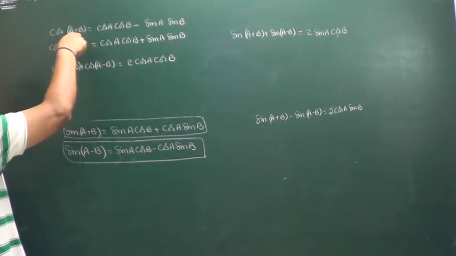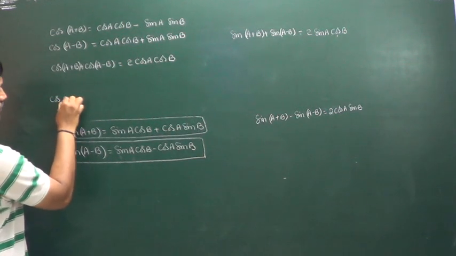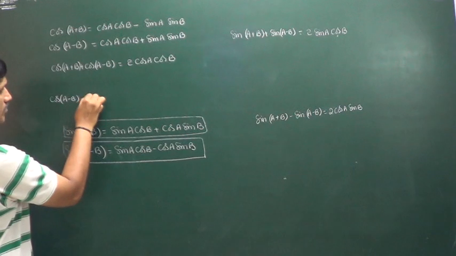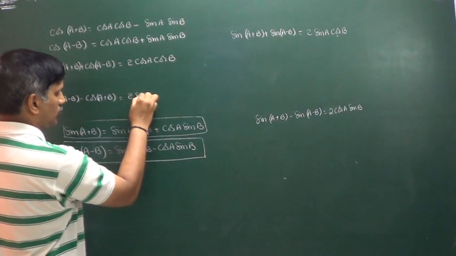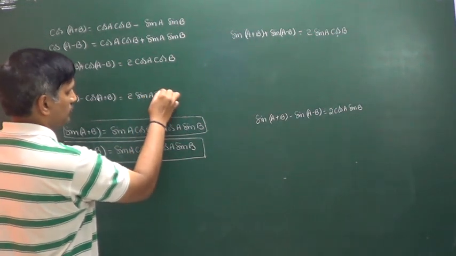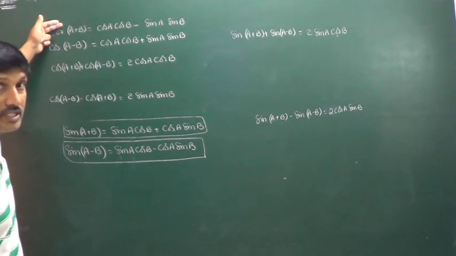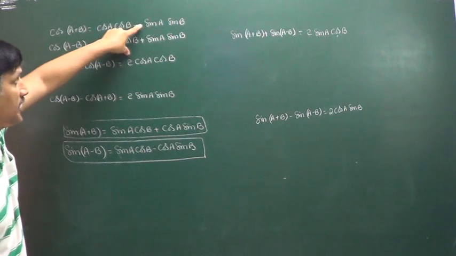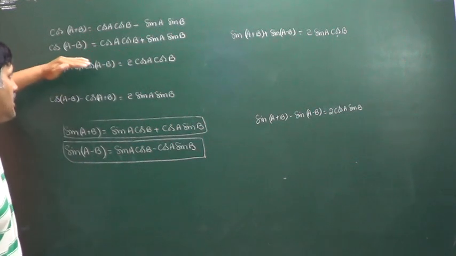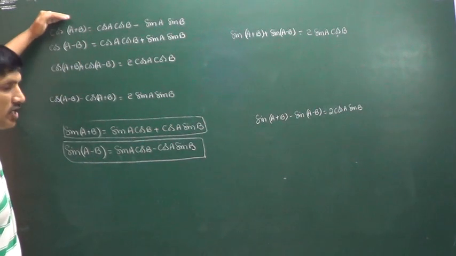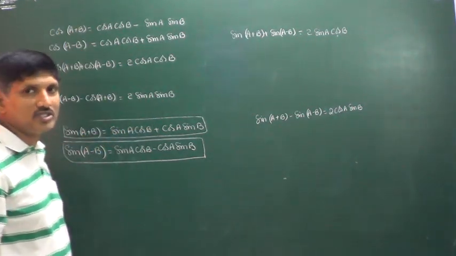Now tell me what is the subtraction of these two. If you subtract those two formulas, what we will get? Cos(A-B) - cos(A+B) is equal to 2 sin A sin B. If you subtract cos(A+B) - cos(A-B), you will get minus 2 sin A sin B. Minus symbol you will get. That's why what I did, cos(A-B) - cos(A+B) is equal to 2 sin A sin B.